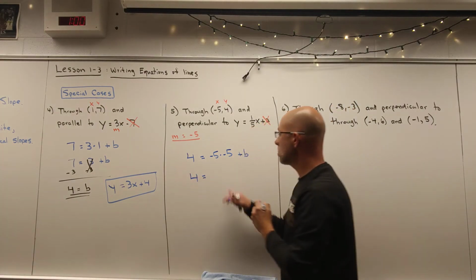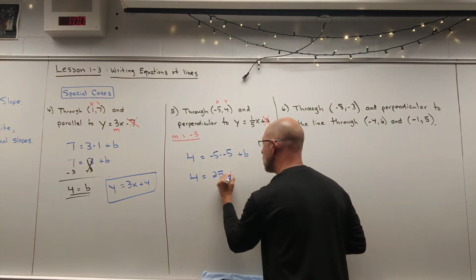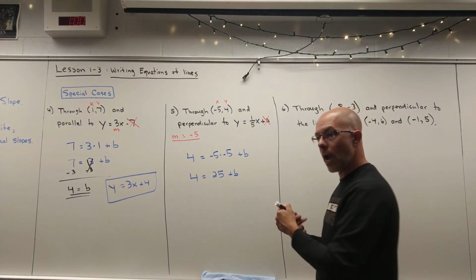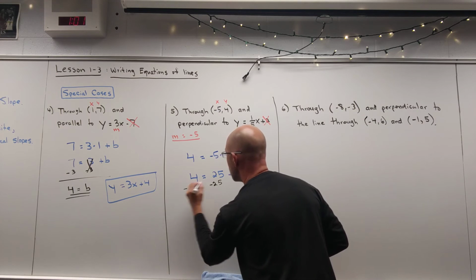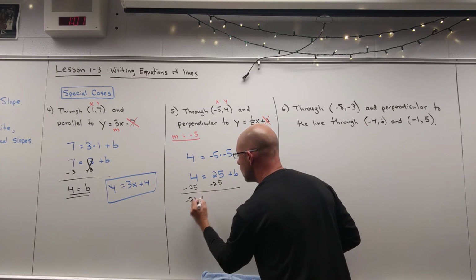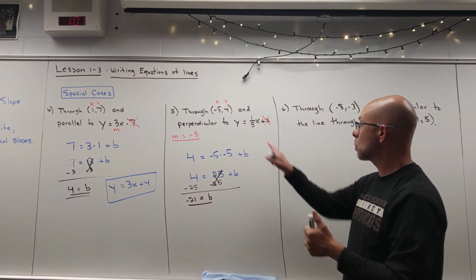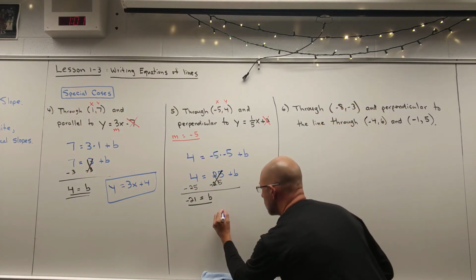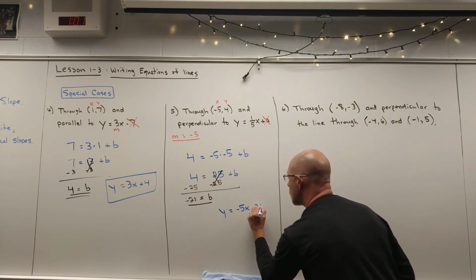4 equals, folks, -5 times -5 is positive 25. Be super careful on that situation. That's just open for making dumb mistakes right there. We are going to subtract 25 here. 4 minus 25 is -21. 25 minus 25 cancels. B equals -21. Folks, we have m, we have b. Y equals -5x minus 21.